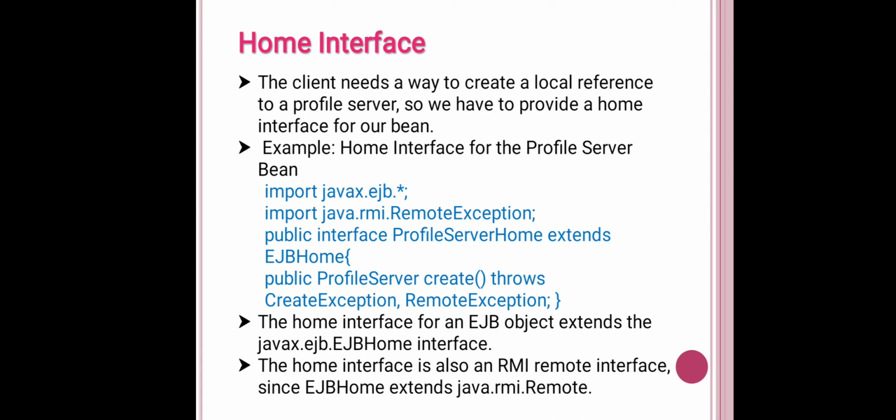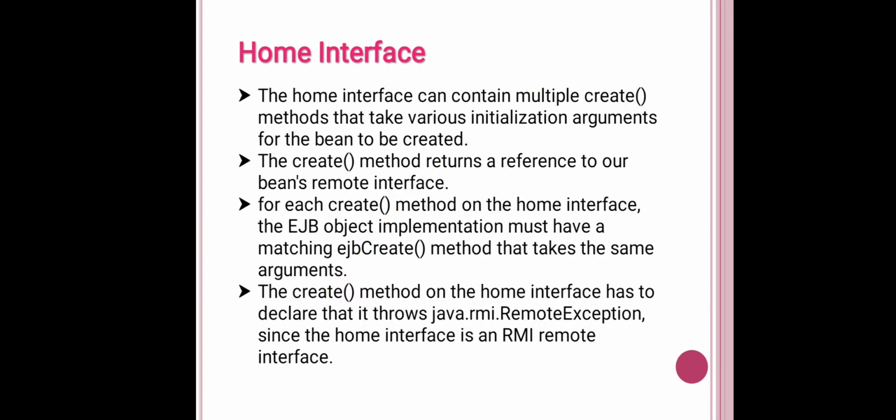The home interface for an enterprise Java Bean object extends the javax.ejb.EJBHome interface. The home interface is also an RMI remote interface since EJBHome extends java.rmi.Remote. The home interface can contain multiple create methods that take various initialization arguments for the bean to be created. The create method returns a reference to a bean's remote interface, profile server in this case.